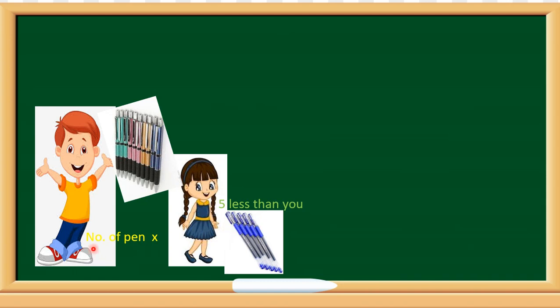If you have 15 pens, then your sister will have 15 minus 5, 10 pens. So when you consider you have the number of pens X, then you can say your sister has X minus 5 pens. In terms of variable, you can say X minus 5 pens with my sister, whereas I have X pens. Let us take another example.